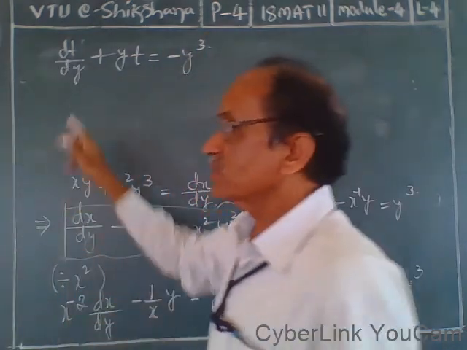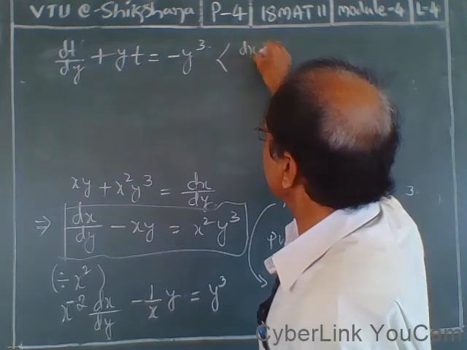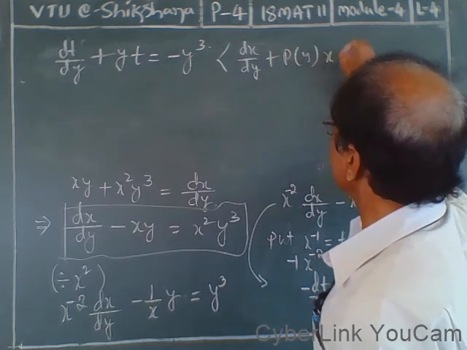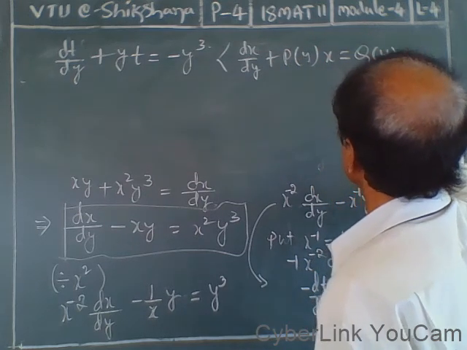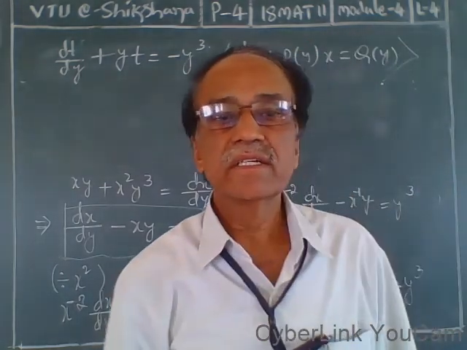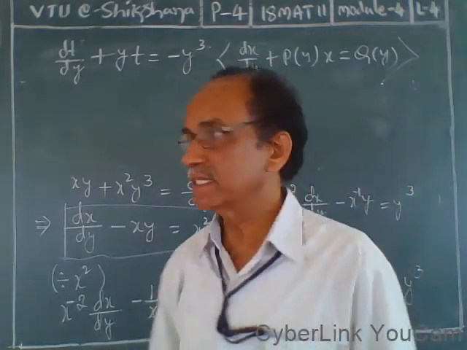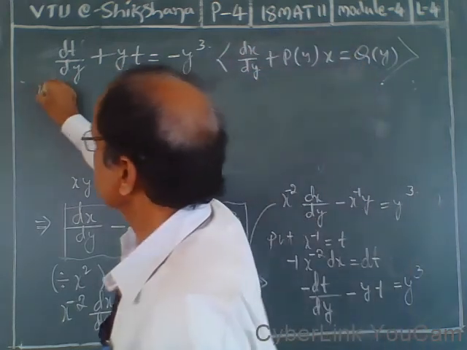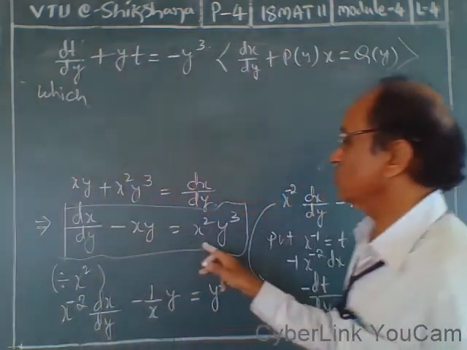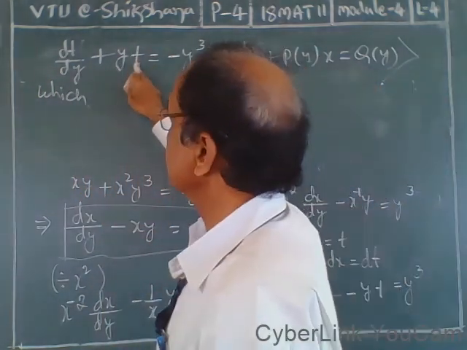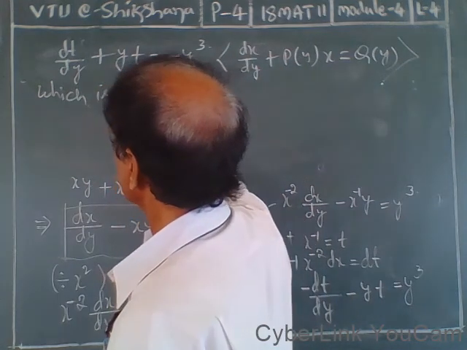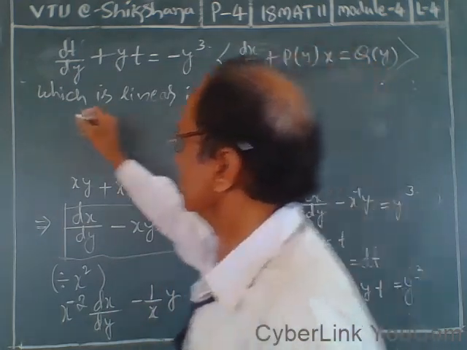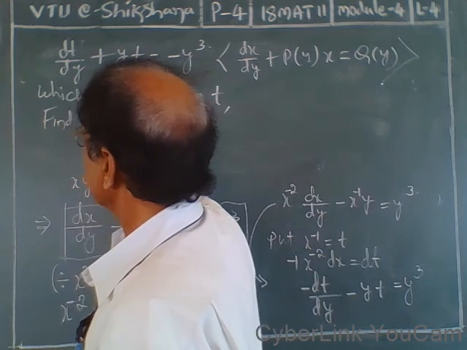Now this is in the form of dx divided by dy plus p of y into x is equal to q of y, but in place of x, you have another variable t. Therefore, this was a non-linear differential equation, but this is a linear differential equation in t. Find the integrating factor.